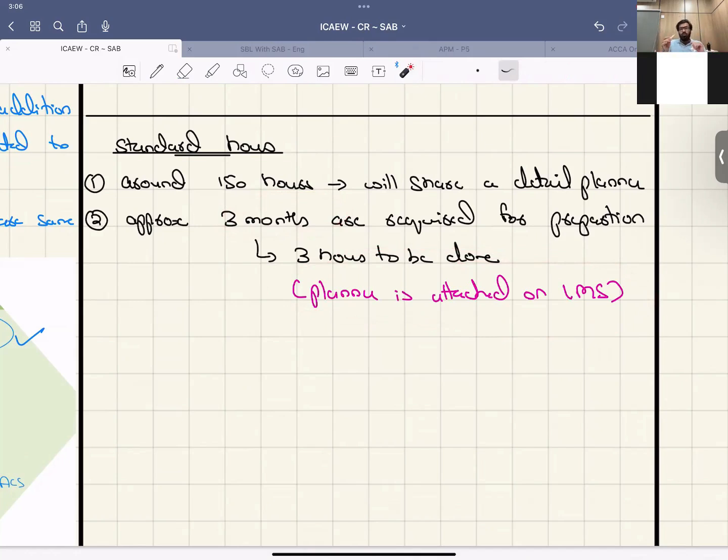Now, please avoid asking questions like, I have 2 months and I can give 6 hours, or I have 1 month and I can give 12 hours. This is the standard time to cover: 3 months, 3 hours, and this paper is done, right? 3 months, 3 hours, and this Corporate Reporting, technical case study exam is done, right?